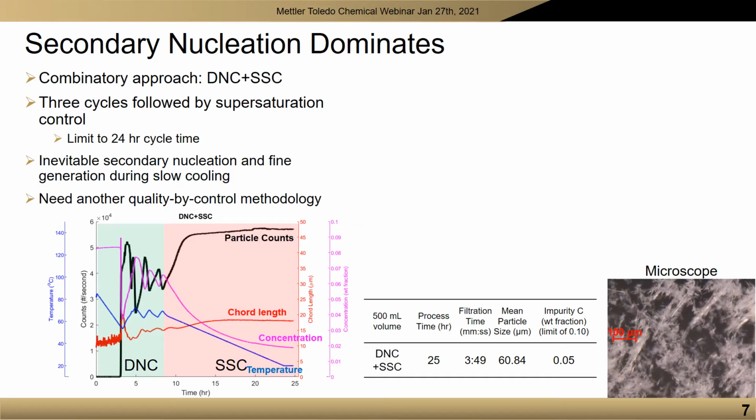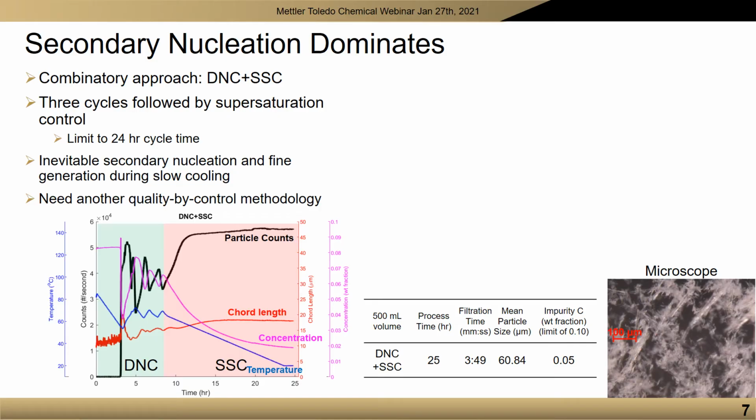Another usable method of model-free QBC is direct nucleation control combined with supersaturation control, also known as SSC. SSC utilizes concentration feedback control to promote growth of particles by holding the supersaturation level constant while changing the cooling rate and the process system temperature. SSC requires a robust UV to concentration model to monitor the supersaturation. In the controller, the batch time of this process is set to 24 hours to minimize impurity C generation.